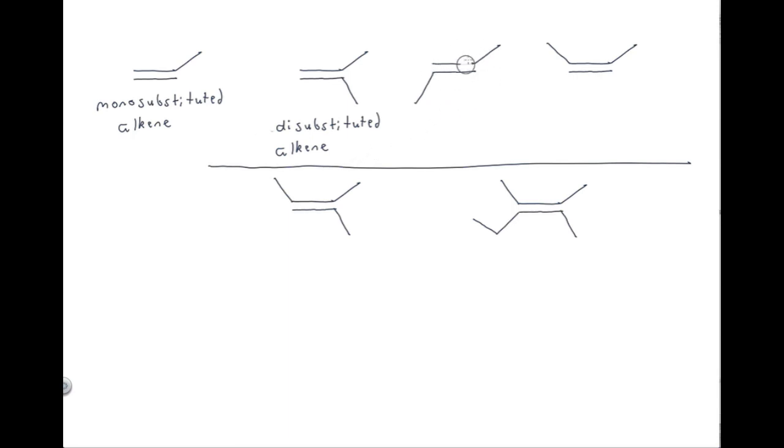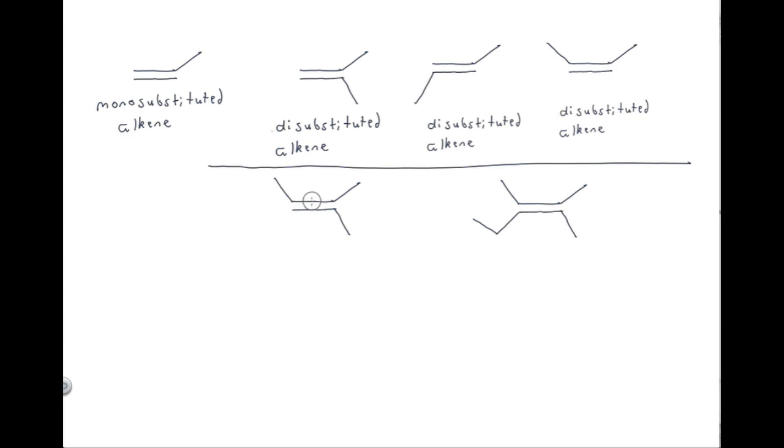What do you think you would call this? Well, that one is another disubstituted alkene. Again, it's attached to two carbon chains. What do you think you would call this? That one's another disubstituted alkene. Again, it's attached to two carbon chains.